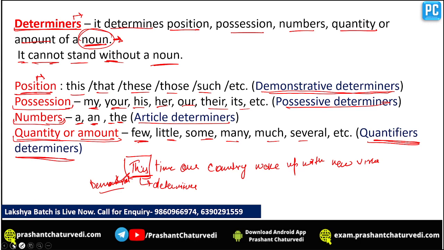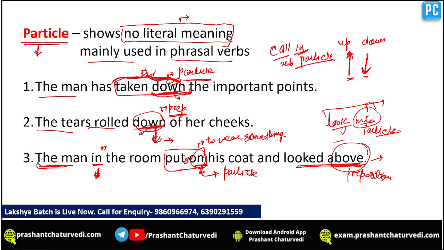And the last part of speech is the particle. A particle is a word which is mainly used in a phrasal verb. The preposition or adverb used in a phrasal verb is called a particle. It has no literal meaning. It makes meaning by being used with a verb. Whenever we use a preposition or an adverb with a verb and it creates a different meaning, then we can say it is a particle. Clear? So this is all about the parts of speech.